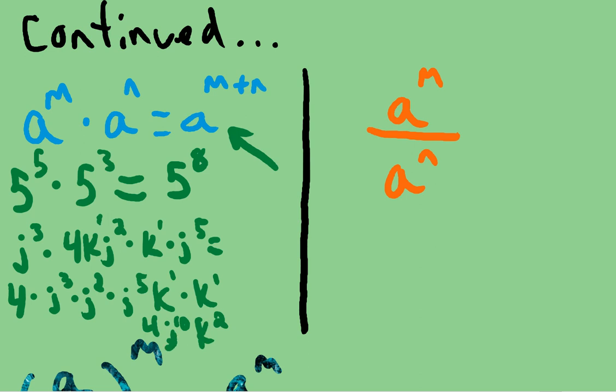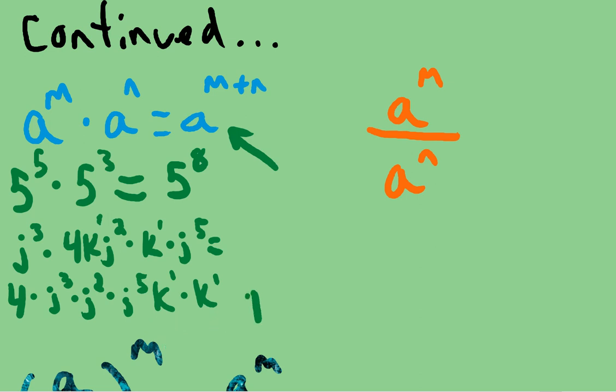Hopefully y'all are listening because I'm having to write really small right there. Let me do this. 4j to the 10th, k to the 2nd.